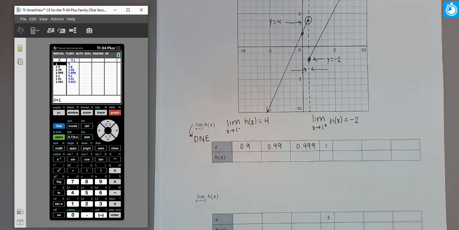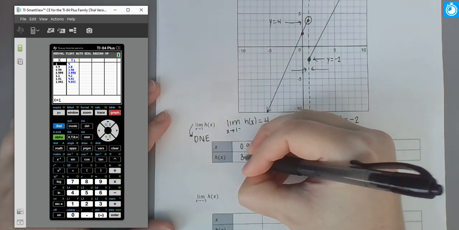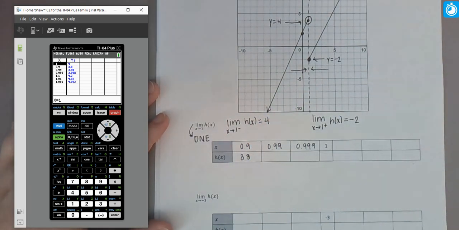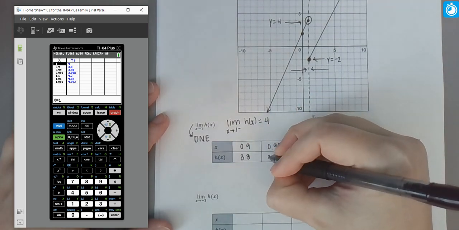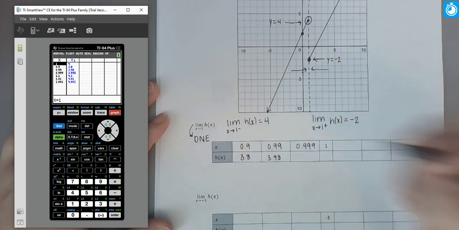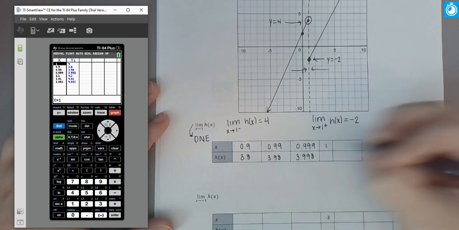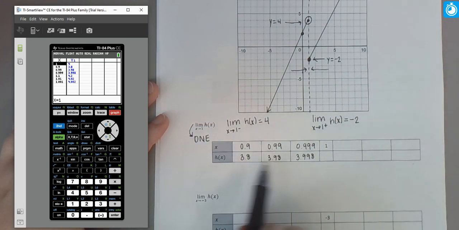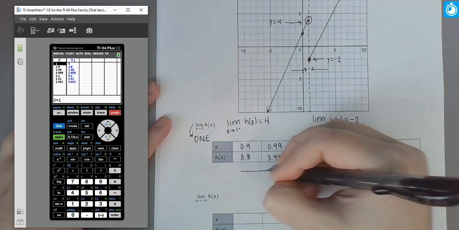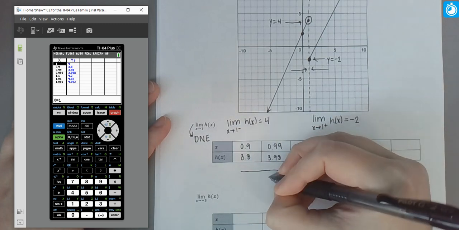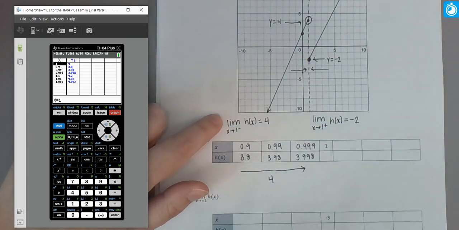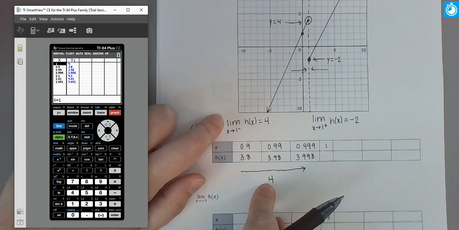So 0.9, notice we're at 3.8. Okay, looks like we've already got the values we want. 0.99, we're at 3.98. 0.999, 3.998. So clearly we're approaching a specific value, which would be 4, which again corresponds to our left-hand limit of 4.